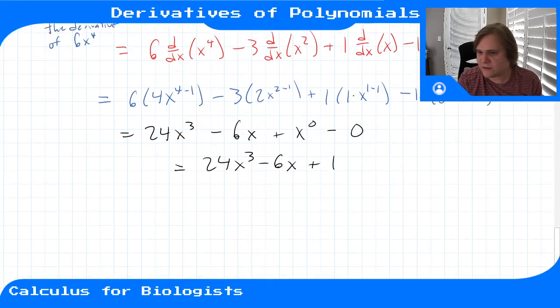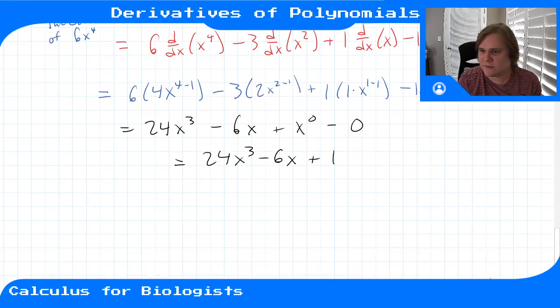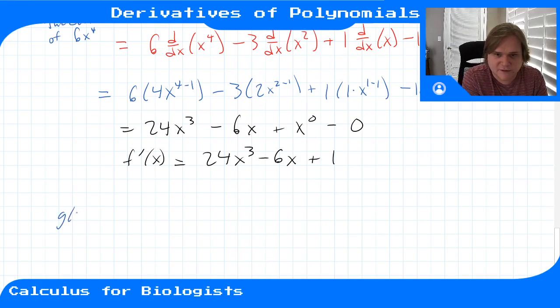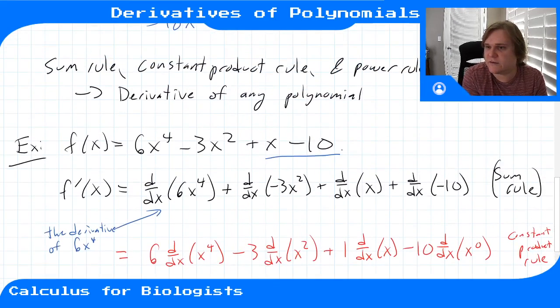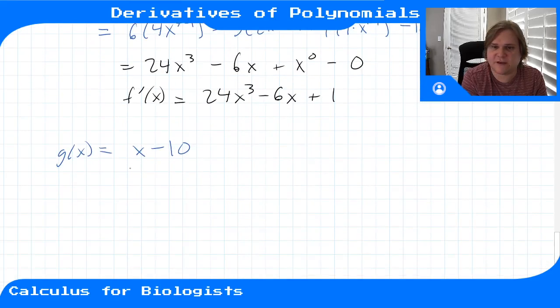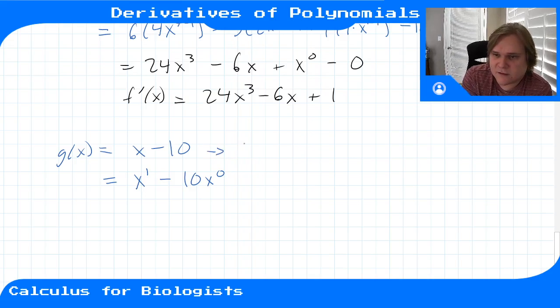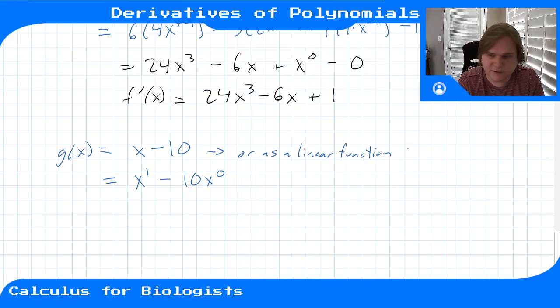The only kind of strange thing that you might be thinking about is this term here, this term x minus 10 we had right here. Technically you could think of this as two functions, x to the 1 and minus 10 x to the 0, or you could think about this as a linear function. For the linear function, we'd say that the derivative g prime of x is equal to the slope of that line, which would give us 1.